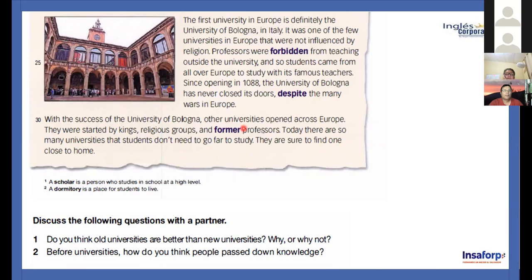Okay, thank you, Maria. So we have the word, for example, despite. Despite means a pesar de. Then we have former professors, que son como los profesores antiguos, former or ex-professors too. And we have the word Bologna. Cuando tenemos usualmente la G with the N, tenemos el sonido de la N, right? From our language. I don't know if you have questions about this word or any pronunciation maybe.